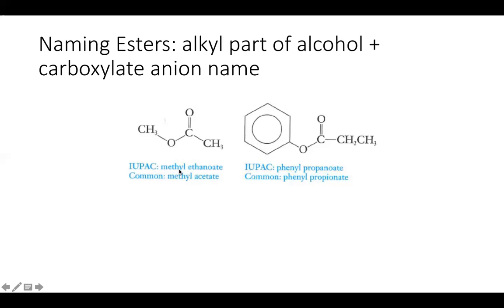Okay. So again, if we look at that, this is the OR from the alcohol. So this is a methyl group. This is a 2 carbon group. So that's an ethyl group, right? So you have methyl ethanoate. Okay. This is phenyl propanoate. Okay, and you can see the phenyl. This is a phenyl group, and the propanoate comes from this being a 3 carbon group here. Okay, that is just more for FYI.